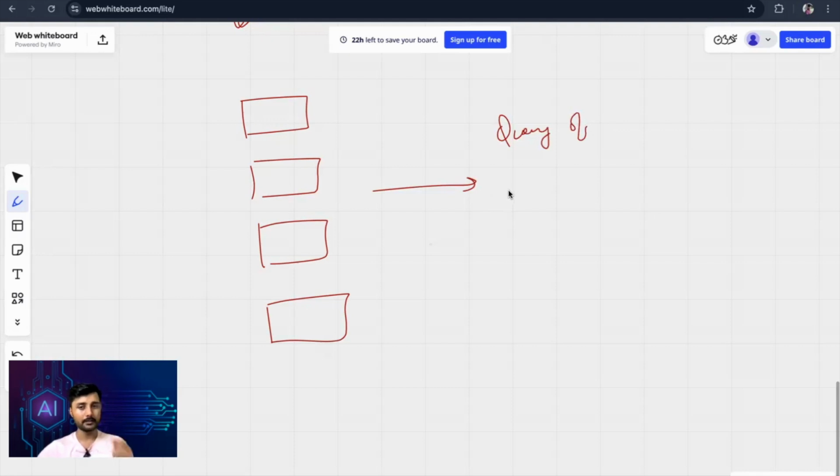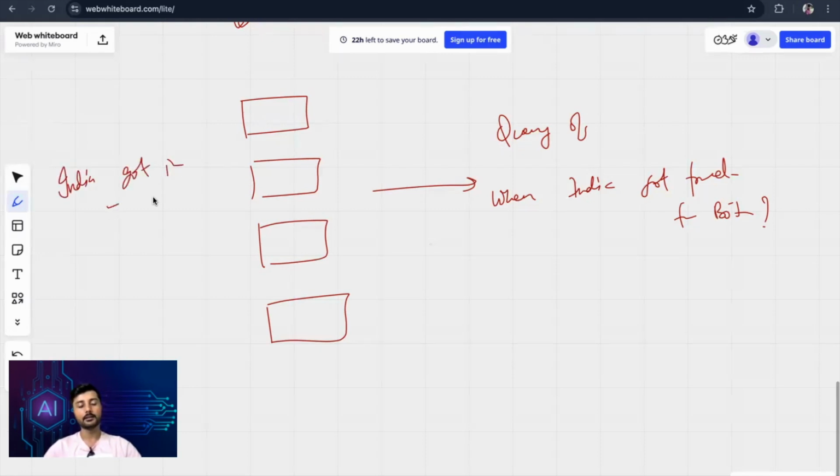Now let's say the query is, when did India get freedom from the British? Now in the document, it is not written like this, India got freedom. Let's say in the document, it is mentioned as India got independence in this year. So now if you do an exact search, where I need the word India, freedom, and British, everything here, you may not be able to find it.